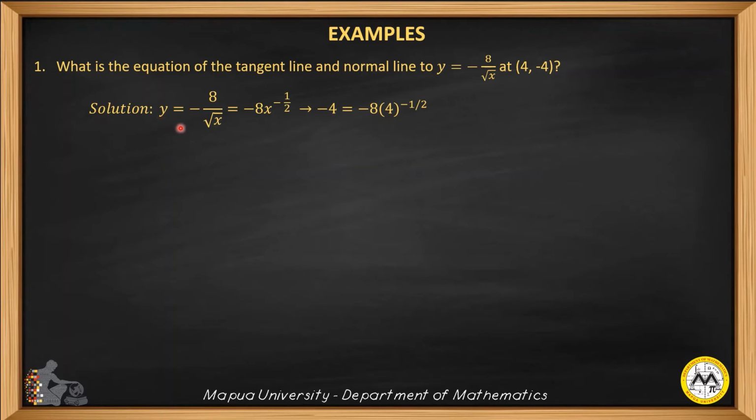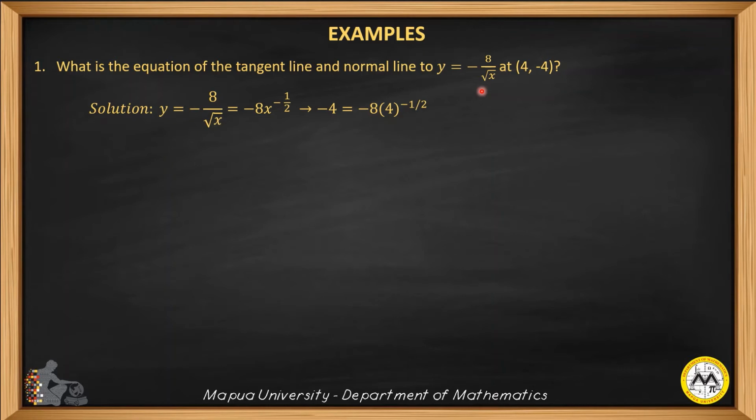working on y is equal to negative 8 over the square root of x, which is just equal to negative 8 times x to the negative 1/2. We obtain negative 4 is equal to negative 8 times 4 to the negative 1/2. Verifying whether this is an identity, 4 to the negative 1/2 is just 1/2, and negative 8 divided by 2 gives us negative 4. So there we end up with an identity, verifying that really this point is a point on the said curve.